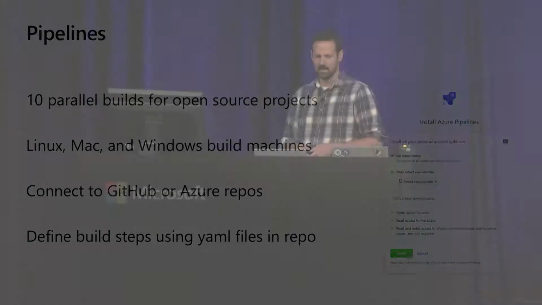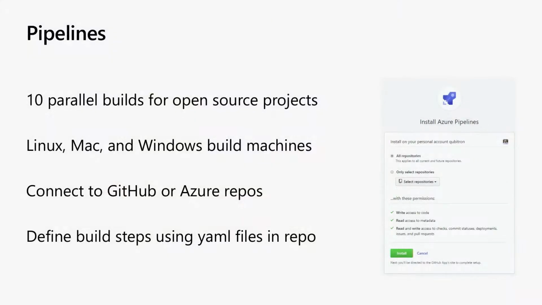Now, just a quick note on Azure Pipelines. If you're using an open source project, you get 10 parallel builds for free, and you get Linux, Mac, and Windows build machines. So this has actually been very useful to the open source community. Popular Python projects like Python itself are using Azure Pipelines for CI. Pandas, you may have heard of Pandas, and a bunch of other Python packages have been using Azure Pipelines because of these free hosted builds. And you can connect it to deploy from GitHub or Azure Repos, and you can define your build steps using YAML files that are in your repo.